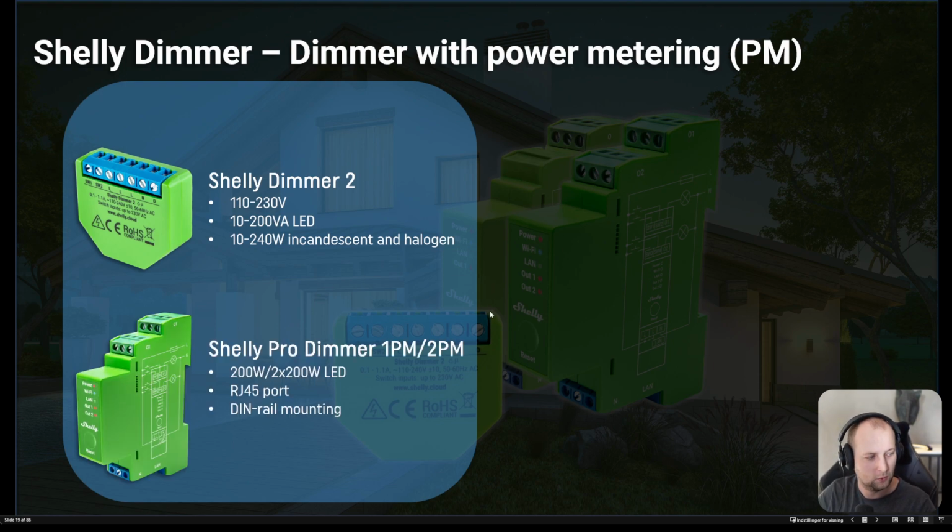And then we have the Pro dimmer. Unfortunately, I don't have any nearby to show you on the camera, but we have two different versions of the Pro dimmer. So a Shelly Pro 1 PM, which is a single channel dimmer, a single 200 watt. And then we have a 2-channel, 2 times 200 watt dimmer for DIN rail mounting in your electric panel. By the way, I forgot to mention that the Shelly Dimmer 2 also has power metering.